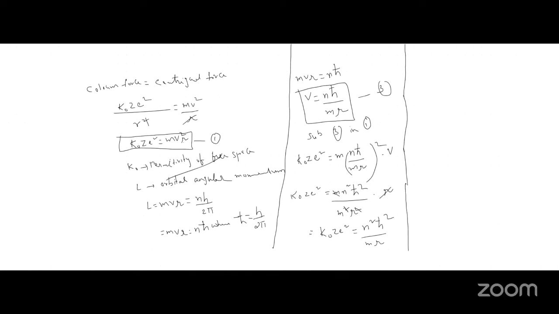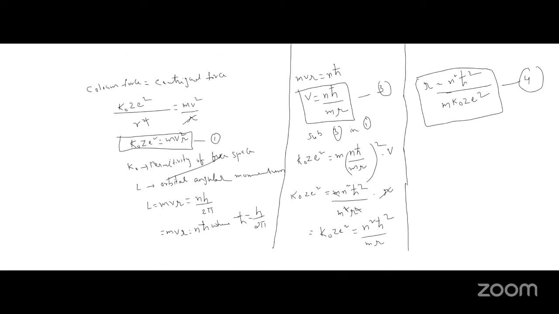What is R? R equal to n square h dash square by K naught ZE square M times of. This is very, very important because we will substitute this further in the future. So equation 4. So in the first part, I calculated the V value and R value. We will use these two, V and R, in the future equations.